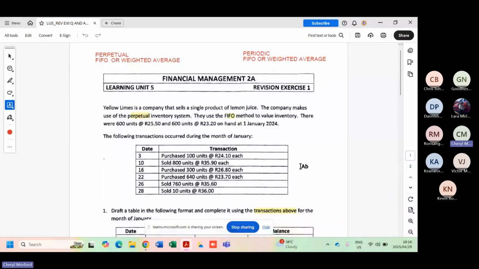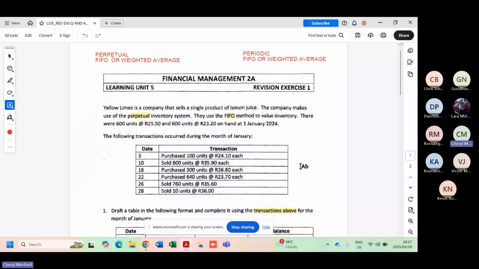How the FIFO system works is first in, first out. So when we come to a sale, the oldest stock must be sold first. And so we keep on going. Always with a sale, we go and trace the oldest items and get rid of those first. Okay. There are other methods such as LIFO, which is last in, first out. Okay. But what we're going to do now is do perpetual with the FIFO system.